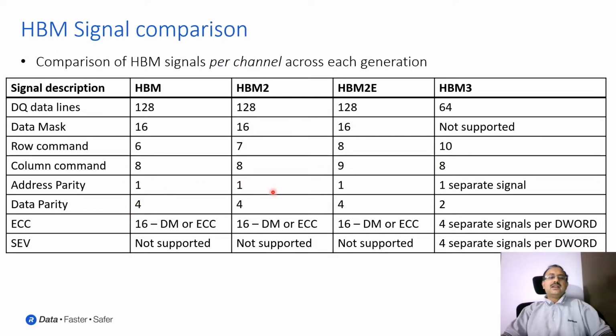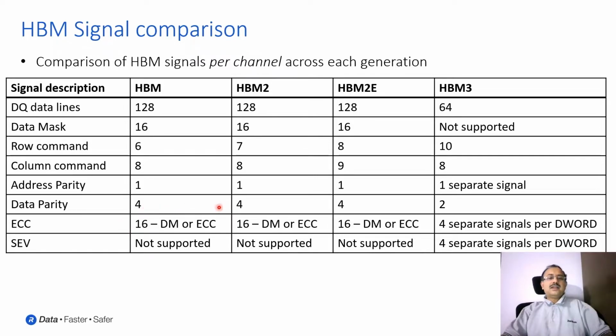The address parity lines were provided as part of the commands itself. So this was encoded into the row or column command up to the HBM2E generation. In HBM3, a separate parity signal has been introduced. So now this extra signal is again introduced as a way to increase the amount of reliability that the HBM3 generation will have.